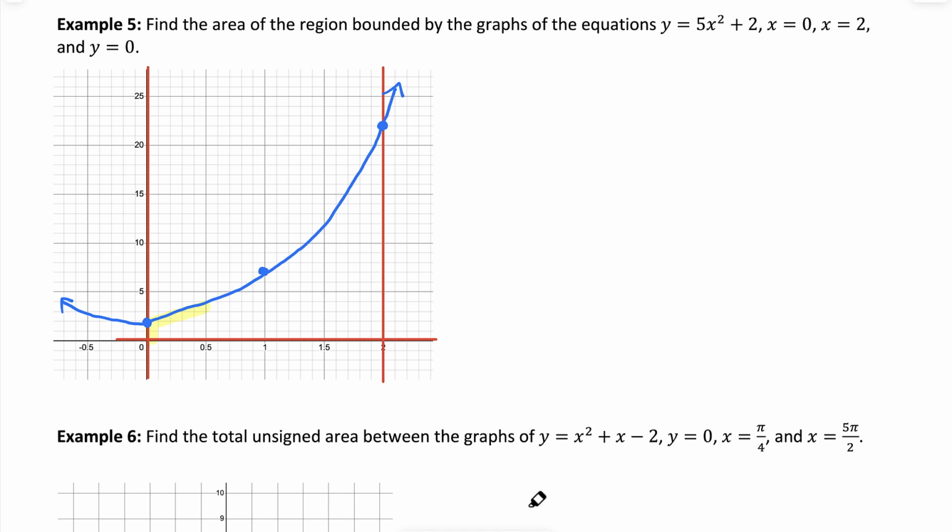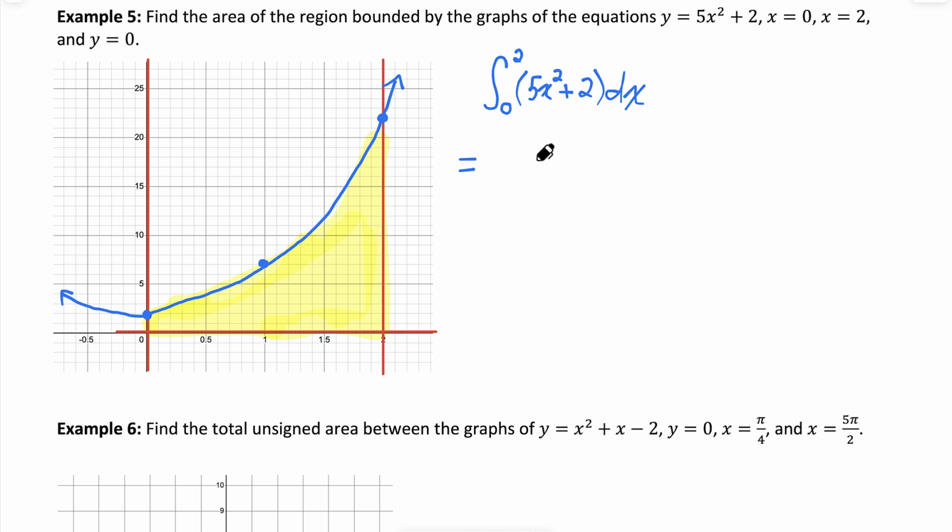So let me shade in the area that we're finding. Notice that total area is above the x-axis. So I can just evaluate the definite integral between 0 and 2 of 5x squared plus 2 dx. So I'm going to need the antiderivative of 5x squared plus 2. That would be 5x cubed over 3 plus 2x. And my limits of integration are 0 and 2. I will evaluate this function at 2 minus the value of the function when x is 0.